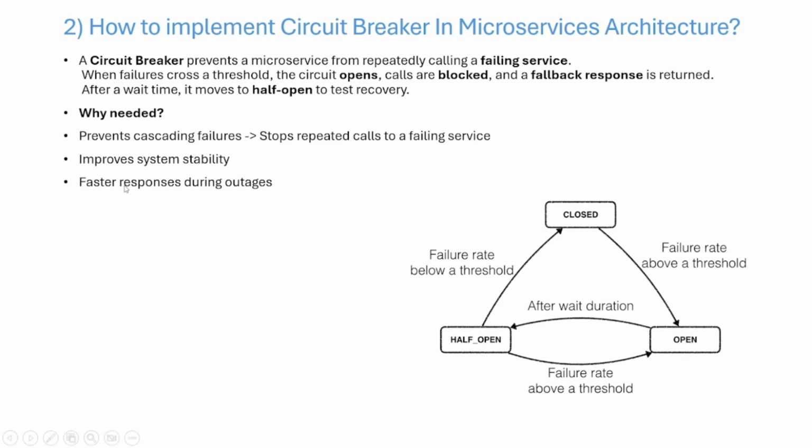Why do we need the circuit breaker? First of all, it prevents cascading failure, which means it stops the repeated calls to a failing microservice. If our microservice is failing, then why do we need to give that call to that particular microservice? That is wrong. We should not give that call. It also improves system stability. If 10 out of 100 microservices are failing, that will not affect our flow in production. 90 microservices will still work fine, no issues. After that, during outages, it also gives a faster response. So let's understand how that can be implemented.